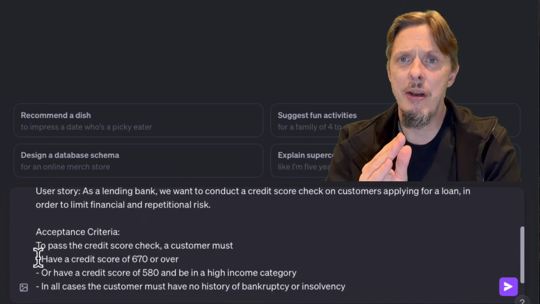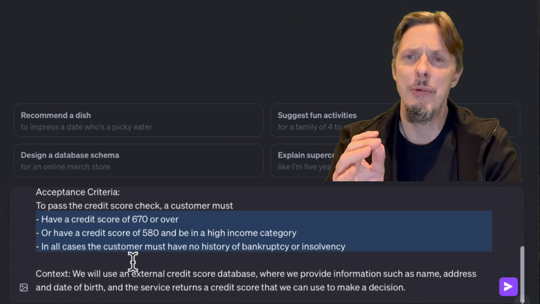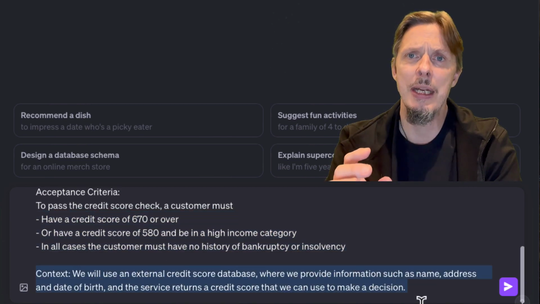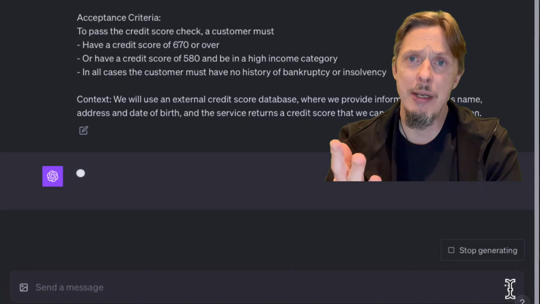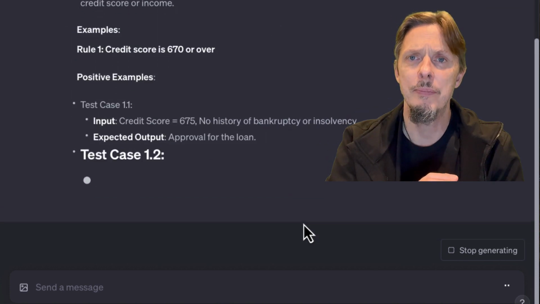And you'll also notice for the story itself, I've added bullet point acceptance criteria to give some context. And I've also explained how the credit scores work, where we get them from. So let's see what it generates this time.